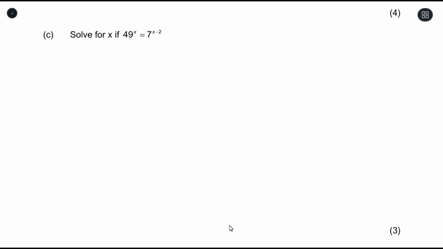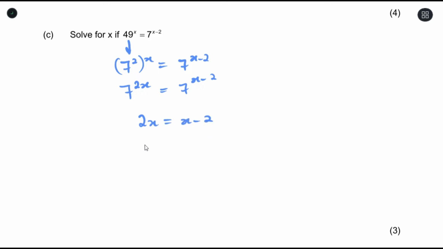C says solve for x if 49 to the power x is equal to 7 to the power x minus 2. Now we understand that we can rewrite 49 as an exponent, meaning that this can be written as this, which as you know, we can rewrite it properly also like this. Now, whenever your bases are the same, the exponents are equal. So therefore, you would have, moving next to the other side, and your answer is x equals negative 2.